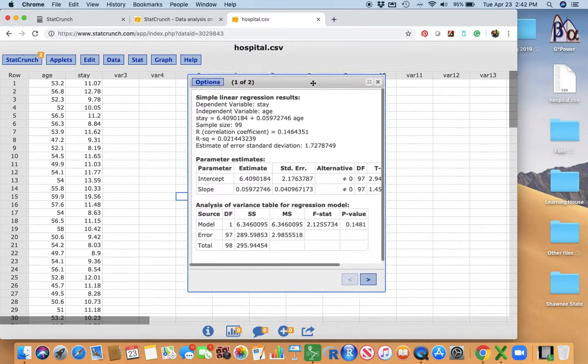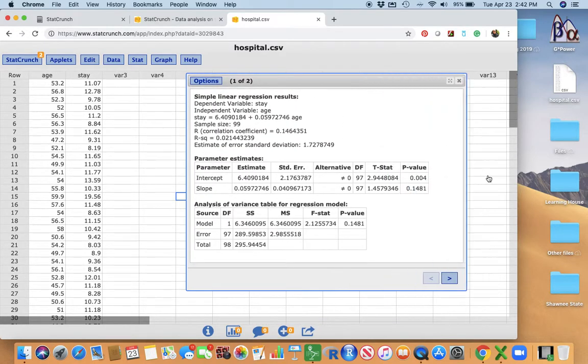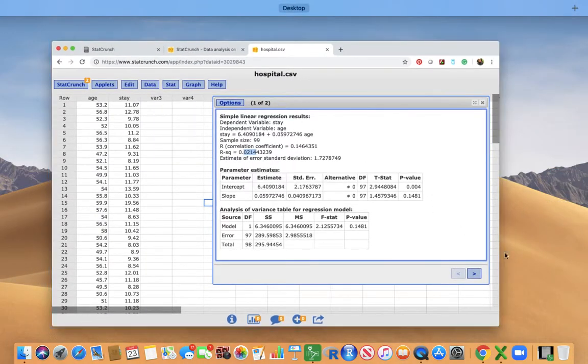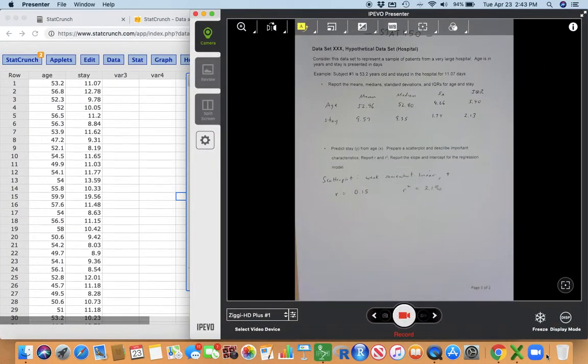All right, so the R and R squared, we can get that right up here. So the R is 0.15, and the R squared, you can see is very small. We changed that to a percentage, so that would be 2.1%. All right, so just so you know what I'm doing, I'm just writing this stuff there.